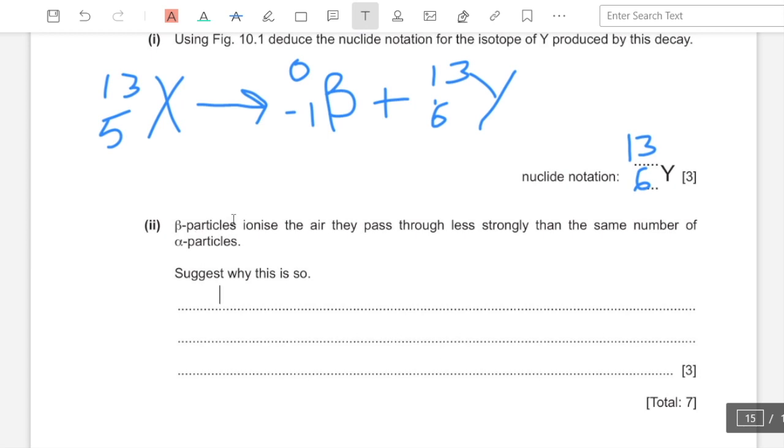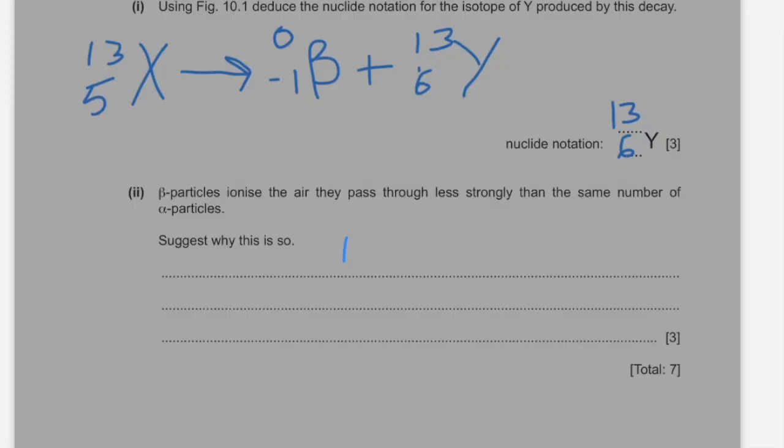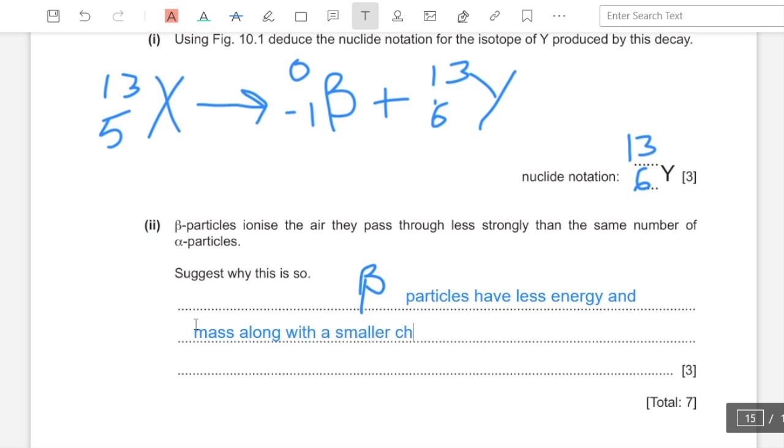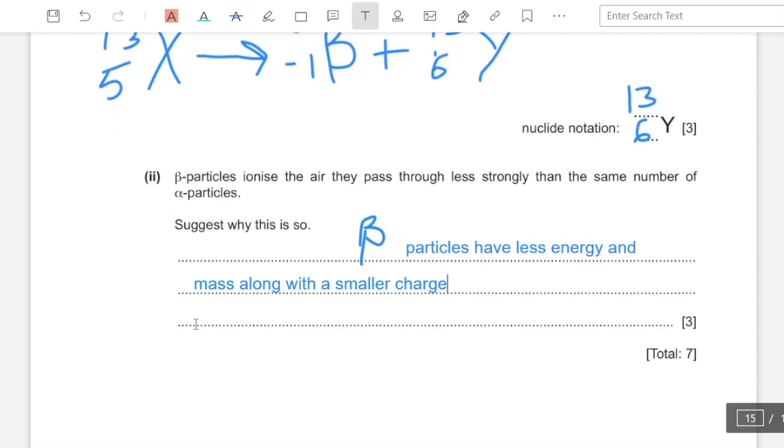So I'll start with the description of beta particles over here. That's it. Thank you for watching.